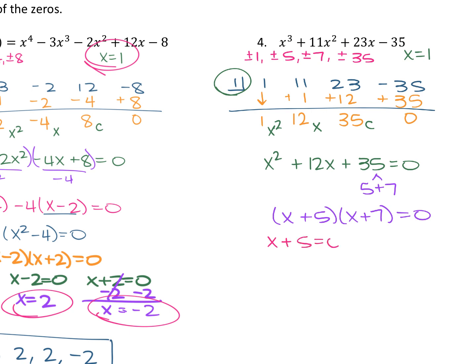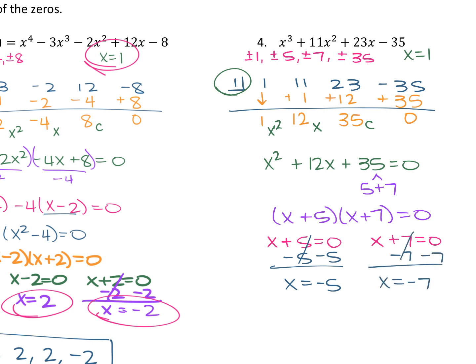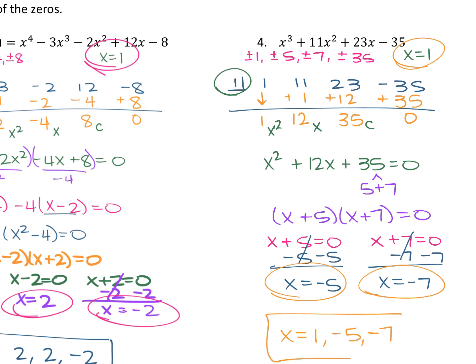If we set each part equal to 0 and we solve, we move the 5 over by subtracting it, and we get x is equal to negative 5. We move the 7 over by subtracting it, and we get that x is equal to negative 7. So look at all of your answers. You have 3 of them. You have that x is equal to 1, x is equal to negative 5, and x is equal to negative 7.